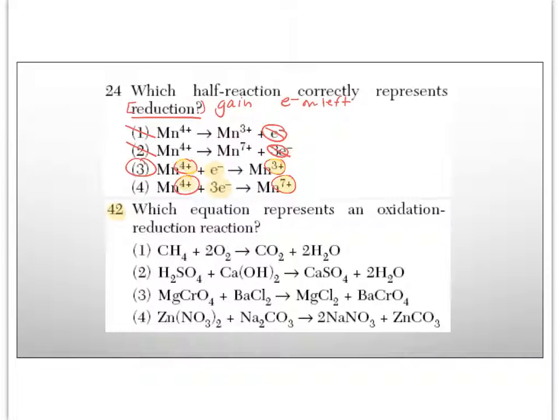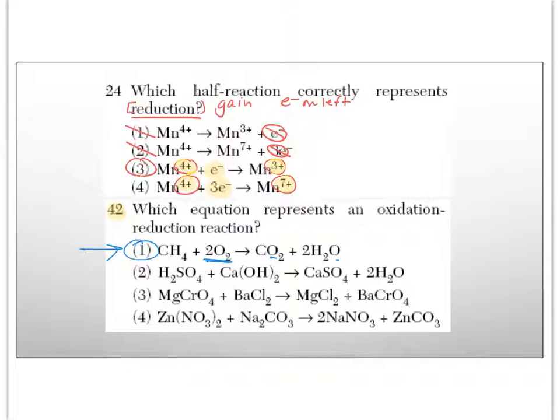42 is just recognizing a redox reaction. So again, the easiest way for you to recognize a redox reaction is find a free element on one side and that same element is not free on the other side. So which one is it? It has to be choice 1. Oxygen's a free element here. It's not a free element on the product side.